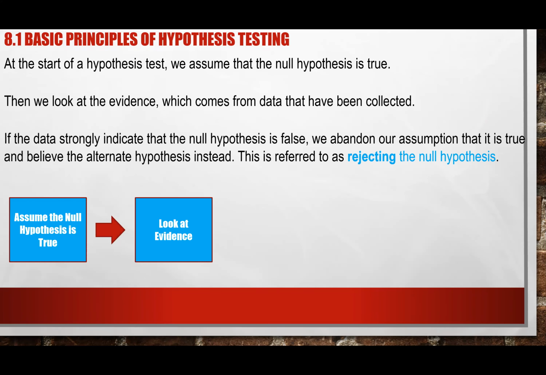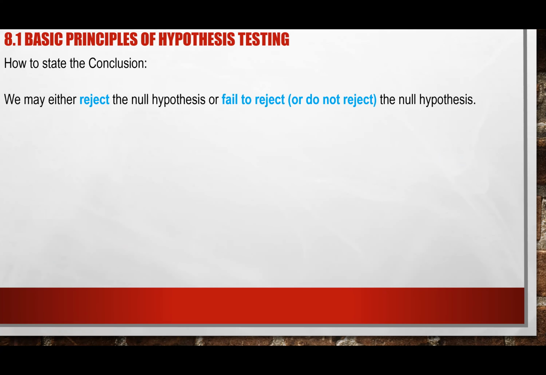This is your decision-making, ladies and gentlemen. You have only two decisions. If you find evidence to reject the null hypothesis, remember, we assume that it's true. We go in and we find something and we say, oh, wait a minute, it contradicts the truth of the null hypothesis, meaning we reject the null hypothesis. And like I mentioned earlier, most of the time your claim is in the alternative. If you reject the null hypothesis, meaning you accept the alternative hypothesis.